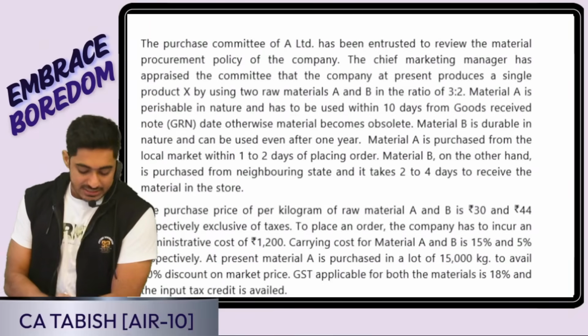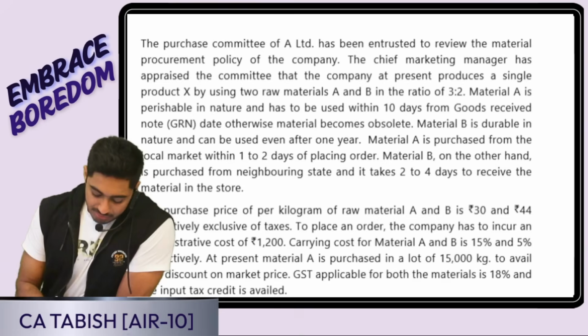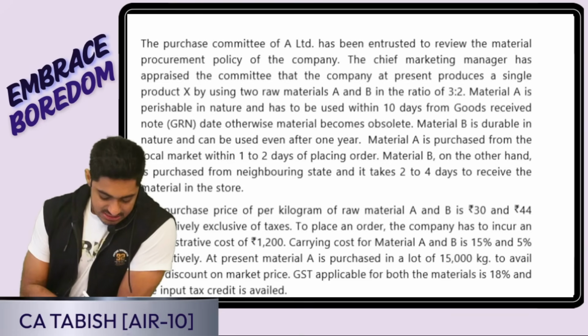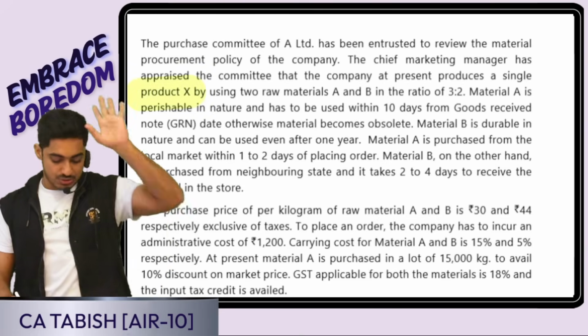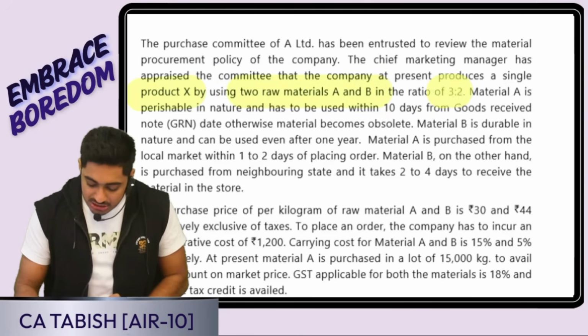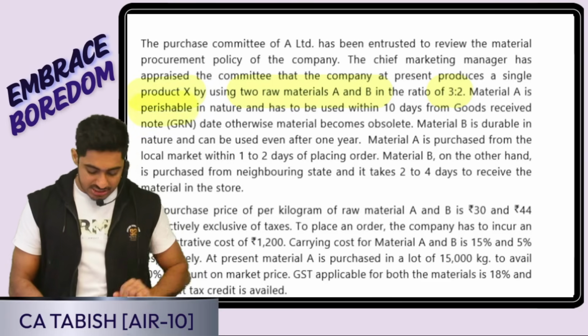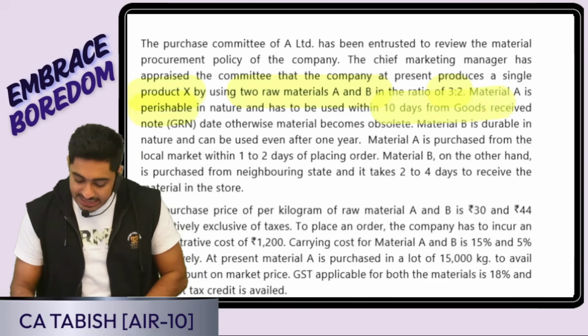Okay, now the purchase committee of A Limited has been entrusted to review the material procurement policy of the company. The company at present produces a single product X. How many products am I producing? One. By using two raw materials A and B. In which ratio am I using raw materials A and B? 3:2. Great. Material A is perishable in nature and has to be used within 10 days from receiving.